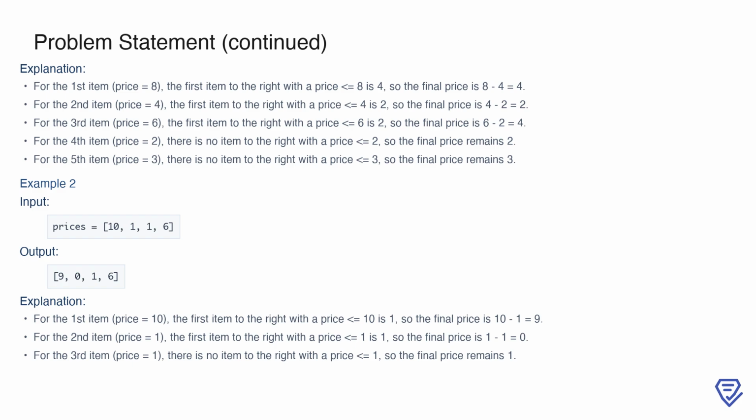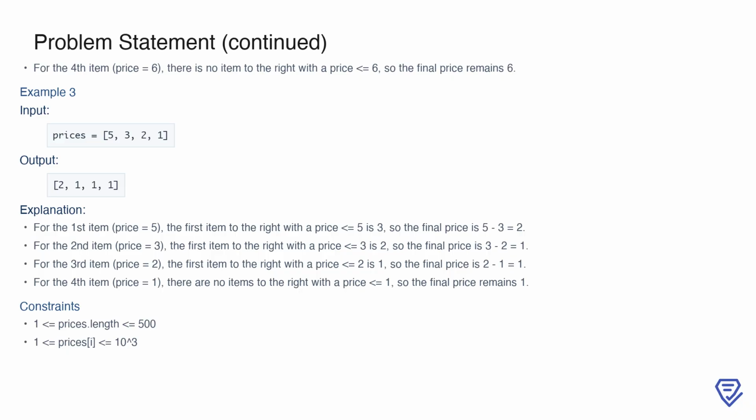For the third item, priced at 6, the first valid item to the right is 2, so the final price is 6 minus 2, which is 4. For the fourth item, priced at 2, there is no item to the right with a price less than or equal to 2, so the price remains 2. Similarly, for the fifth item, priced at 3, no valid discount exists, so the price remains 3. The output for this input array is 4, 2, 4, 2, 3.